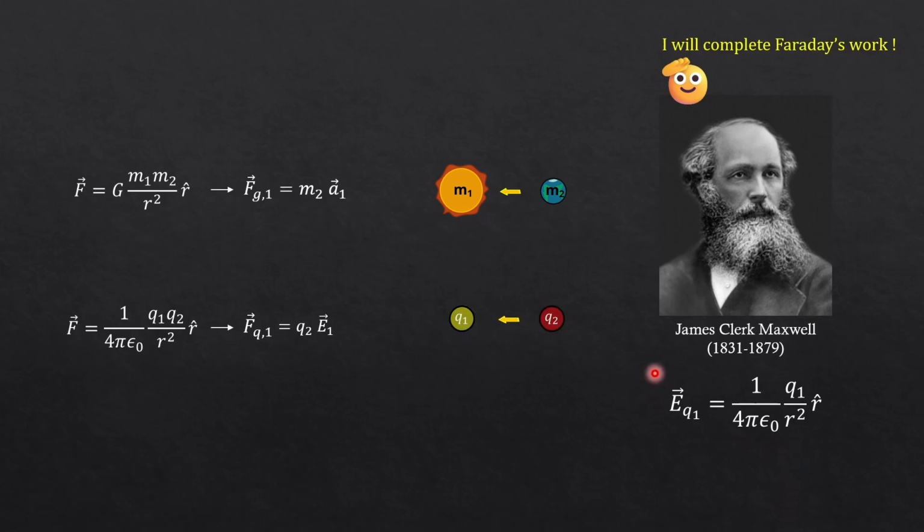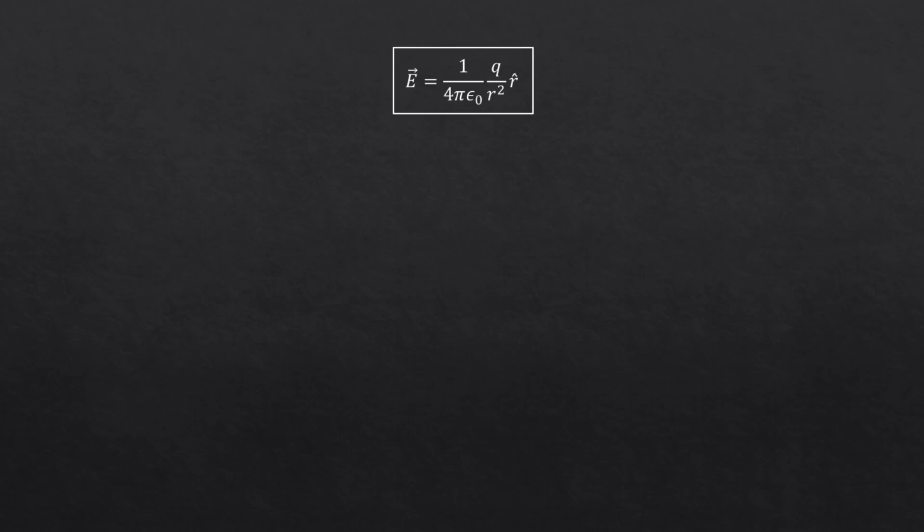As a generic form, let's just replace Q1 with Q, just like that. So, okay. We have an expression for the electric field, but this expression only talks about a single charge. How can we study the electric field when many charges are present?